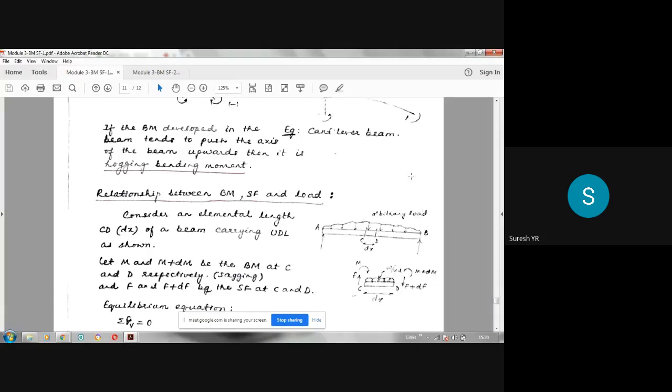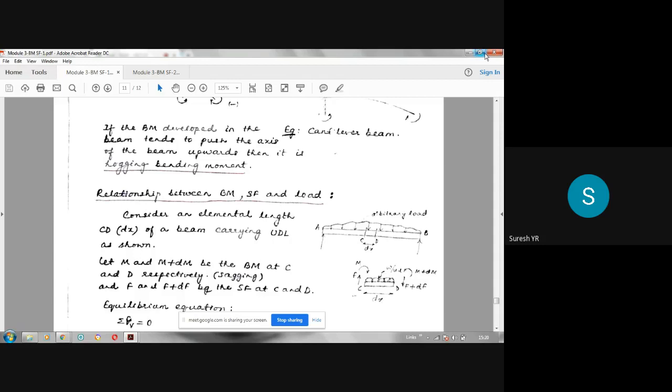We have discussed how the bending moment diagram and shear force diagram will be there for simply supported and cantilever beams subjected to four types of loads: concentrated load, UDL, UVL, and external couple. Now today, I also discussed sagging and hogging bending moment.